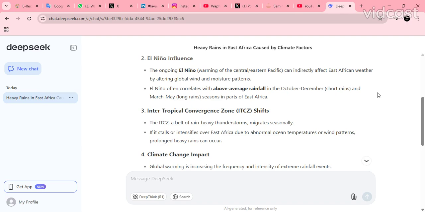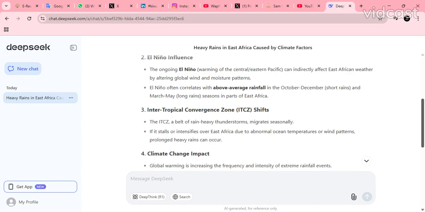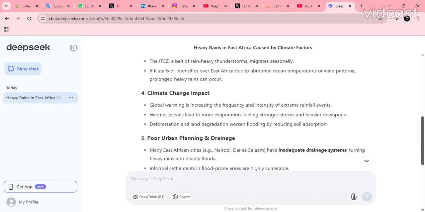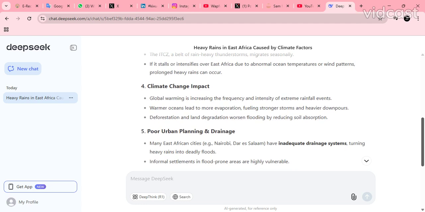There is also the third factor, which is intertropical convergence zone shifts, ITCZ, a belt of rain and heavy thunderstorms that migrates seasonally. If it stalls or intensifies over East Africa due to abnormal ocean temperatures and wind patterns, prolonged heavy rains can occur. This is another major factor. There is also climate change impact: global warming, warmer oceans, which lead to more evaporation and stronger storms. This we have talked about.